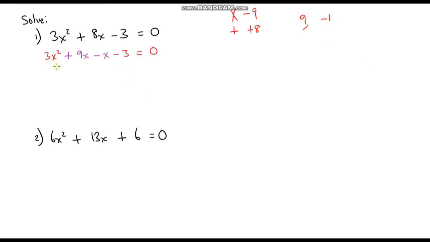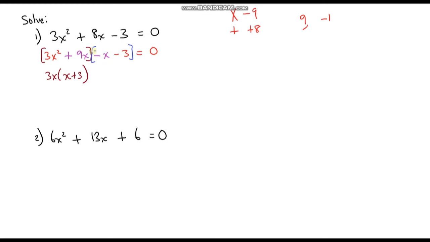And now what I can do is I can just break this up into two parts. If I focus on this first set of brackets, what can I factor out? Well, I can factor out a 3x. And then in my brackets, I'm just going to be left with x plus 3. 3x multiplied by x is 3x squared. 3x multiplied by 3 is 9x.